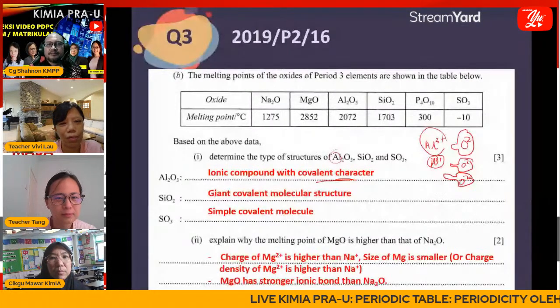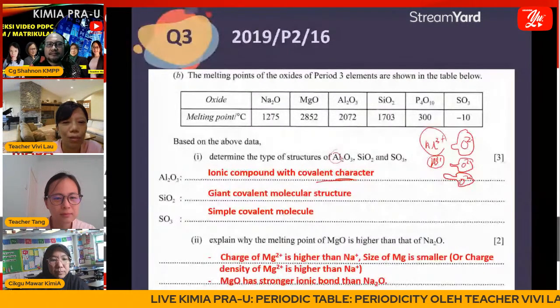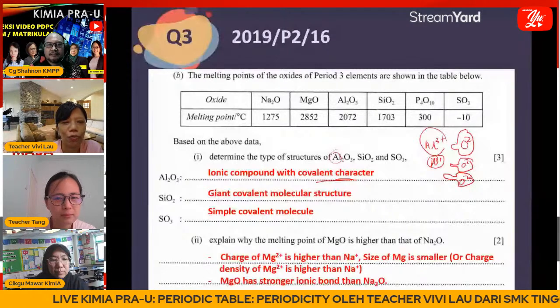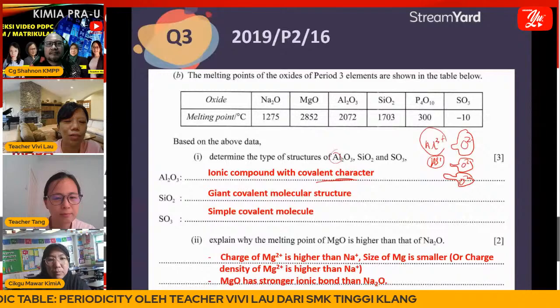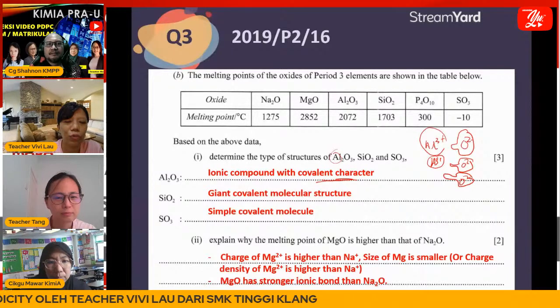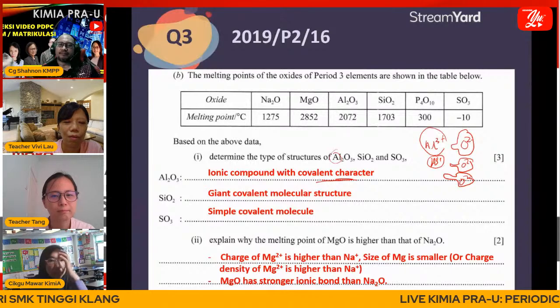So the answer: magnesium has higher charge than sodium, and the size is smaller, so it has high charge density. So it will have a stronger ionic bond than sodium oxide.